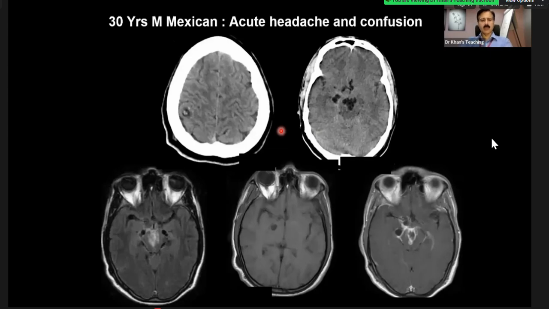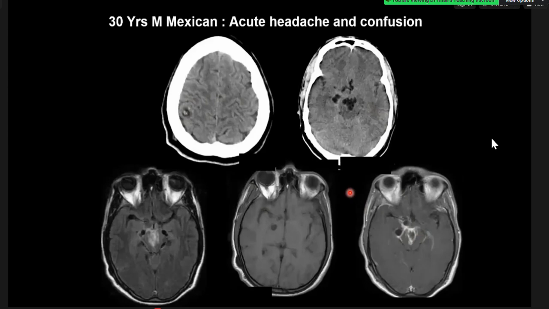Yes, please. So 30-year-old male, acute headache and confusion. On the CT, there are multiple foci of abnormality in the right parietal region and also in the midbrain. And on MRI, it shows post-contrast enhancement. I'm just looking at the pre-contrast. This one did not show enhancement. I have not given you the MR for that. And this one shows enhancement. What is your conclusion?